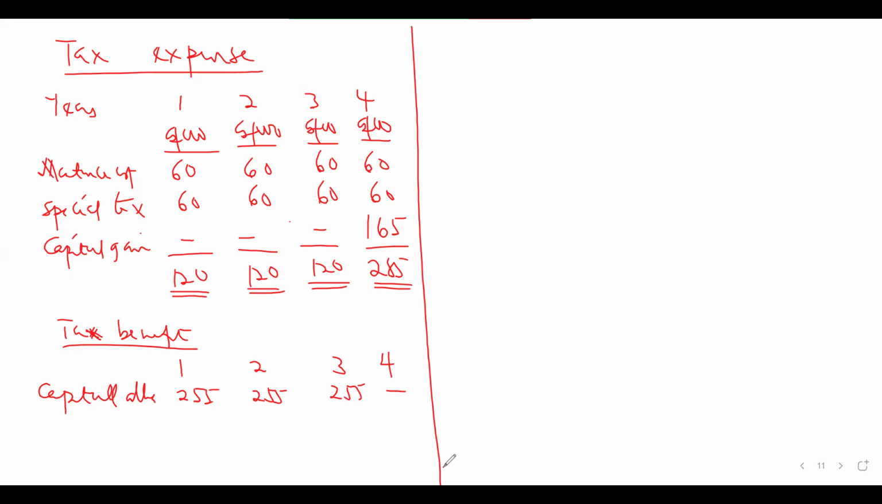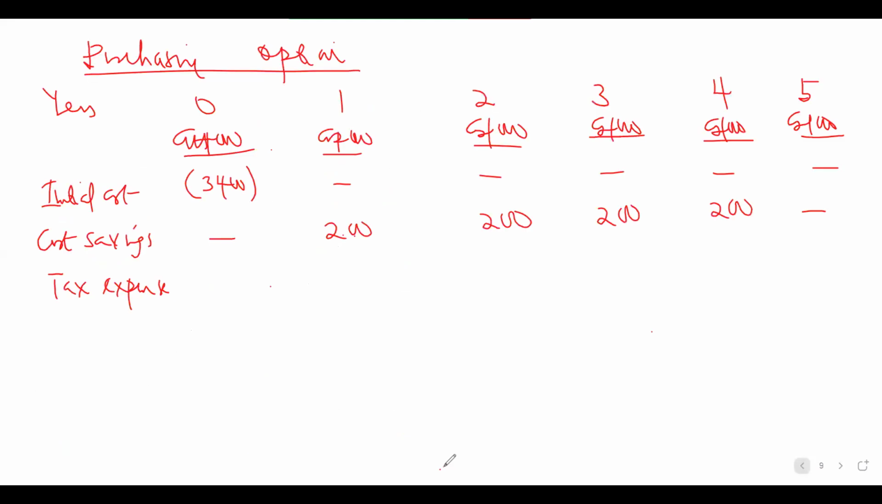Now the special tax. We are paying 60, so they will give us a tax allowance of 30% on that. So 30% multiplied by 60 gives 18, 18, 18, and 18, and 18 for the last year. Then we have 273, 273, 273, and 273.